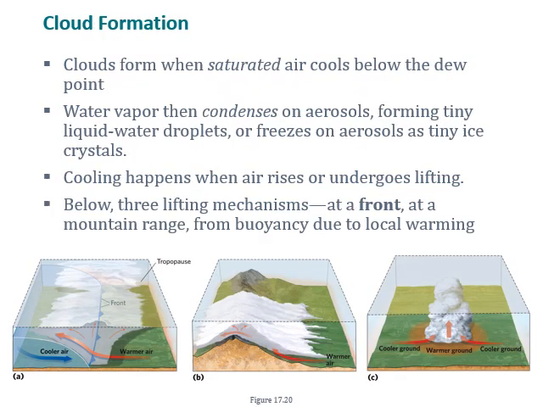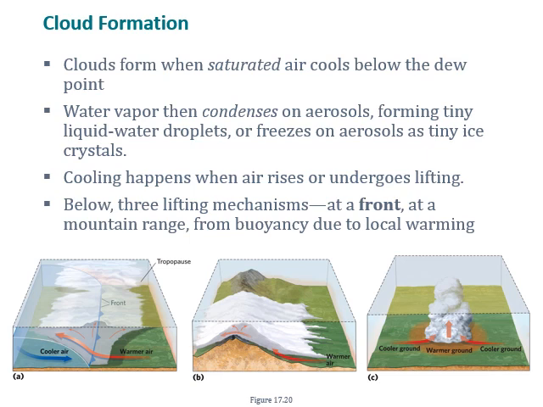Clouds form when saturated air cools below the dew point, and as a result, water vapor will condense on aerosols in air, forming tiny liquid water droplets, or freeze on aerosols as tiny ice crystals. So clouds literally are the result of having very, very small particles in the air, like bacteria or pollen, soot, or dust, and water as a liquid or solid adhering to those particles.